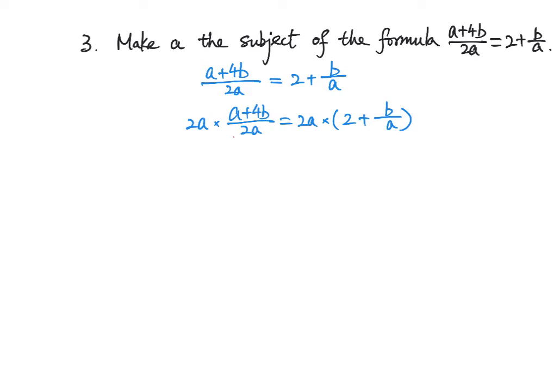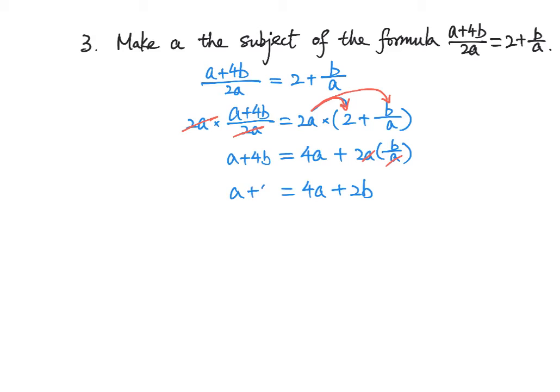Now 2a and 2a can be cancelled on the left, so a plus 4b is left. And on the right hand side, you can remove the bracket by rainbow method, 2a times 2, which gives us 4a. Then 2a times b over a, which is positive, copy it down first. And a can be cancelled, so on the right hand side should be 4a plus 2b. And on the left hand side, a plus 4b.